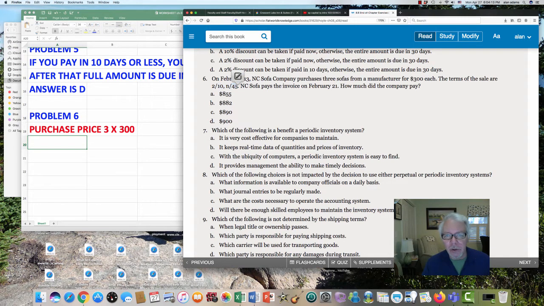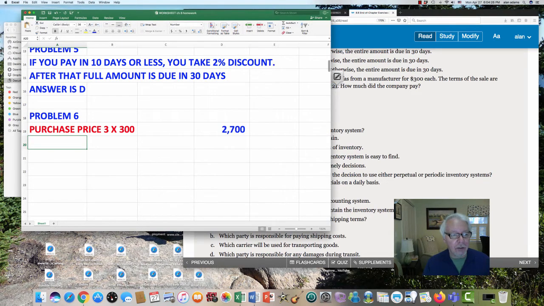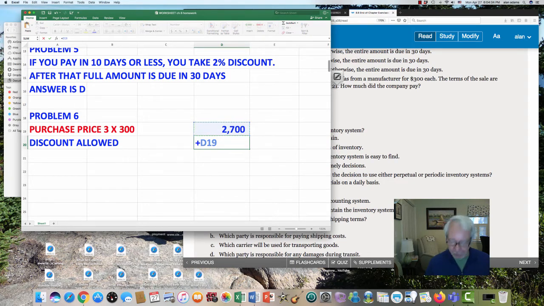Okay? So we pay the invoice on February 21. When did we buy this jazz? We bought it on February 13th. Okay? We're paying for it on the 21st. Okay? If I did the math properly, that's 8 days, so we're paying it below the 10 days. We are allowed to take the discount. I'm going to write discount allowed. How much is the discount? Well, I'm going to take the $2,700 price multiplied by 0.02, 2%. Okay, it looks like $54.